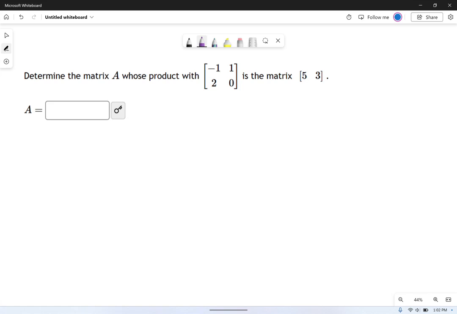I think this is such a neat multiplication problem of matrices. But before I talk about how to solve it, we do need to talk about how matrix multiplication works. And I'm going to give you an example. This right here is called a 2 by 2 matrix, and this over here is called a 1 by 2 matrix. So you can see that the number of rows goes first and the number of columns goes second.